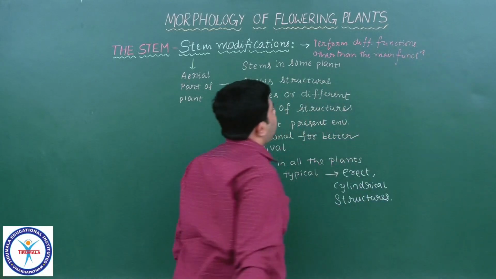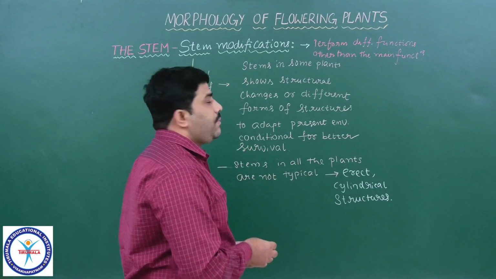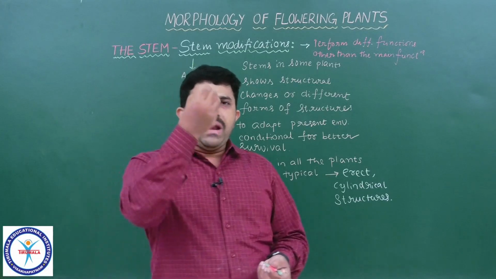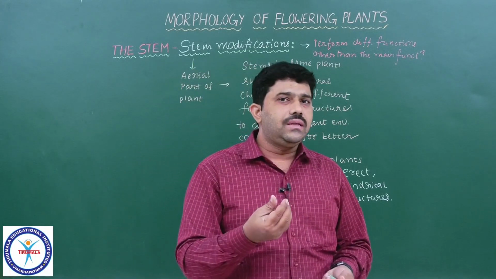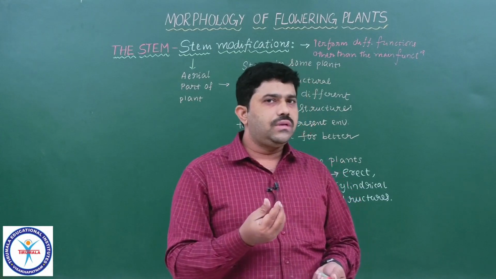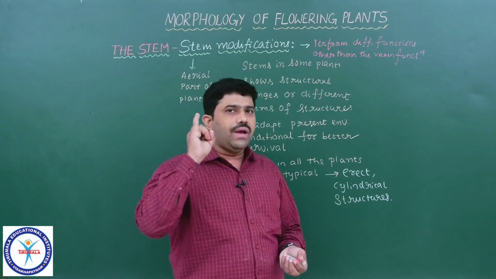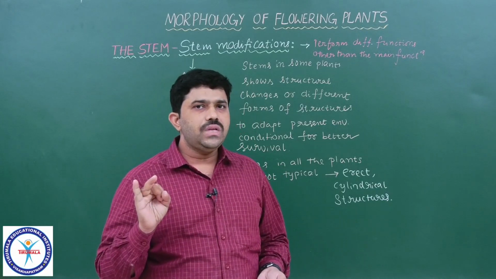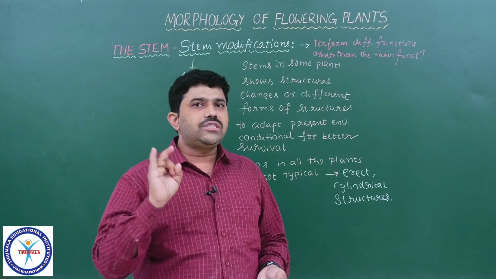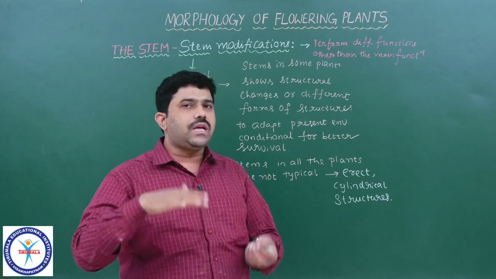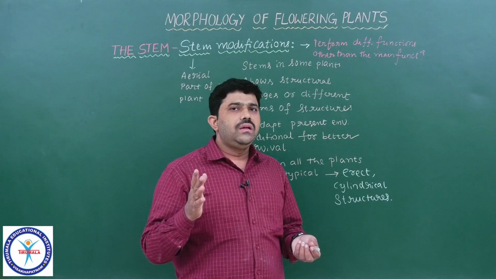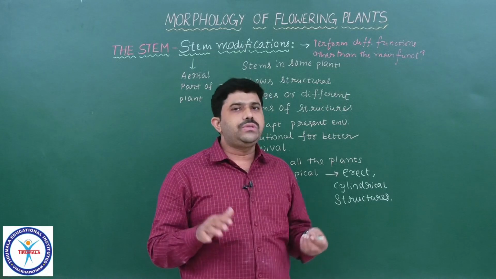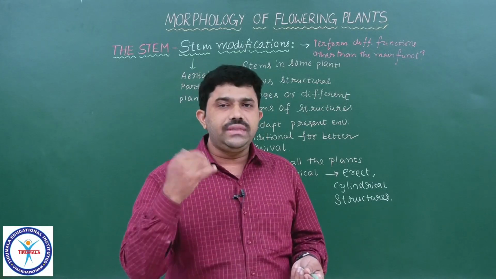Students, please remember, the main functions of the stem. It is the aerial plant axis which supports and bears branches, leaves, flowers, fruits. This is one of the main important functions. The second function is conducting water and minerals to the apical parts and the remaining parts present on the stem, like branches, leaves, flowers, fruits, everything.